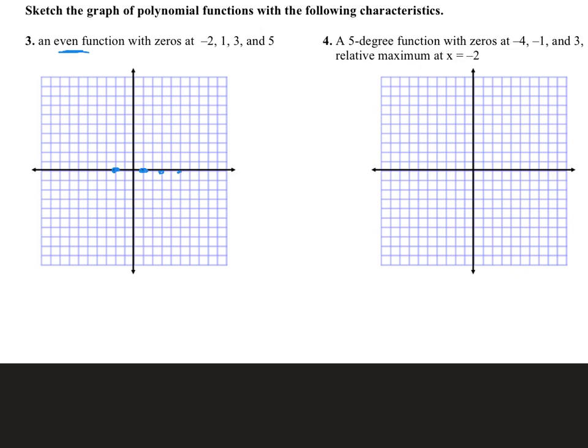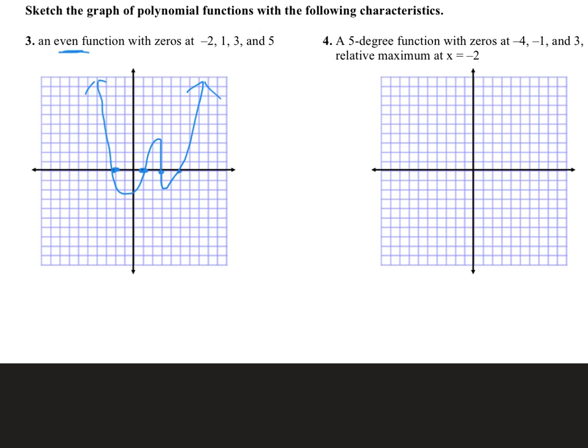So now you just have to draw a graph that has the same end behavior on the left and right and goes through those 4 points. And you also could have drawn it with both ends going down.